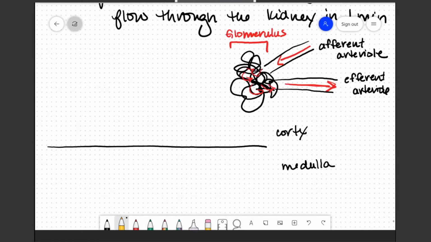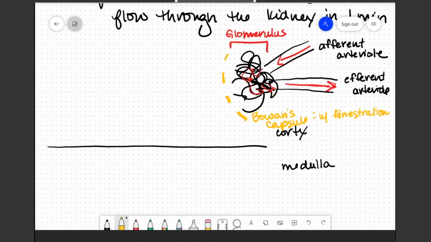What is happening is right next to this glomerulus, you will have a structure that looks like this. And this will be called the Bowman's capsule. The Bowman's capsule will have tiny little holes in it. These holes are going to be called fenestrations. Essentially, it's going to act as a sieve.